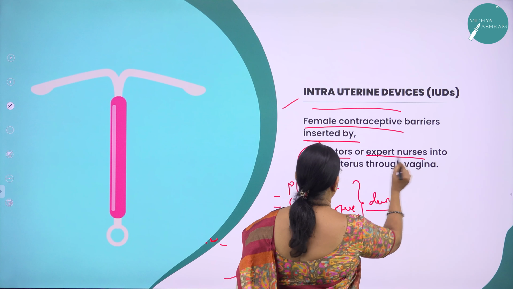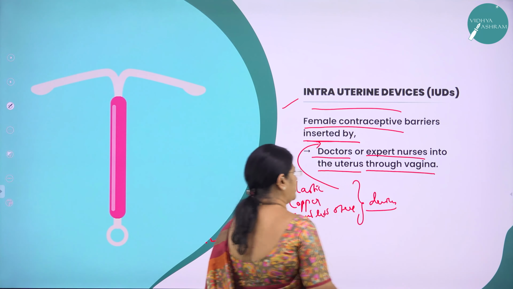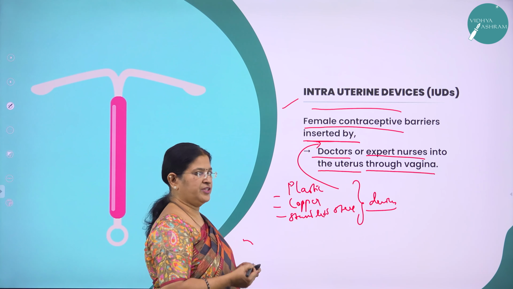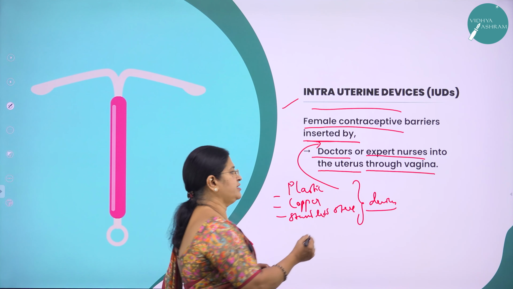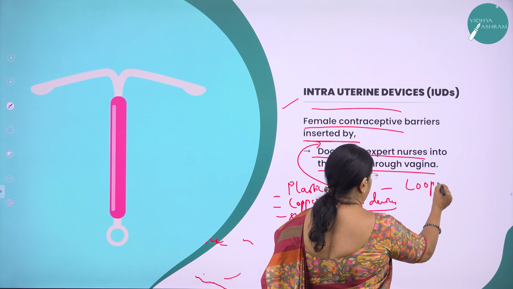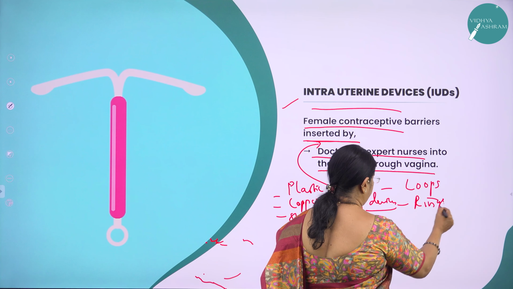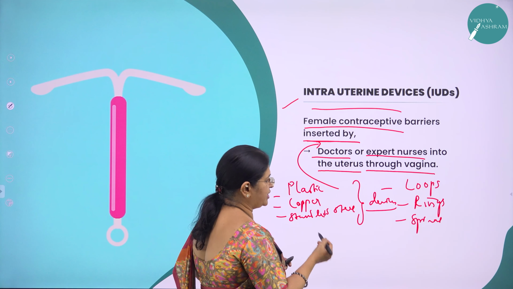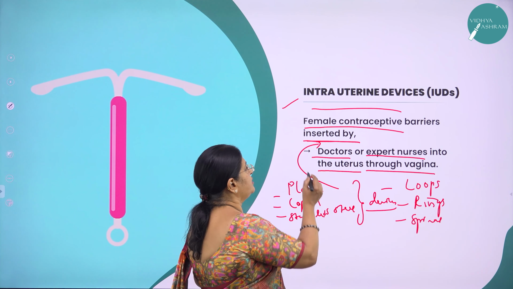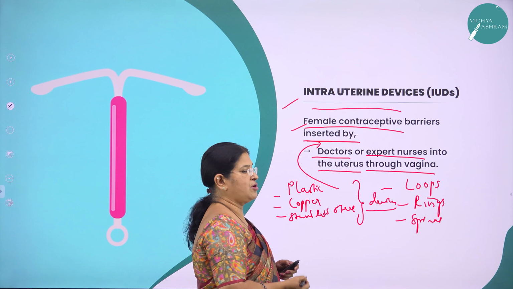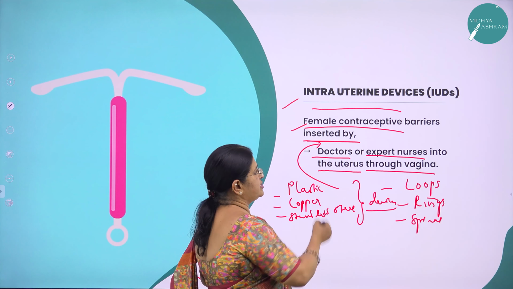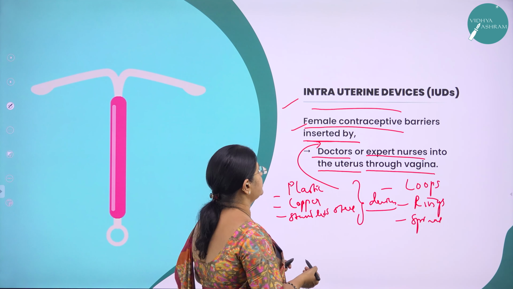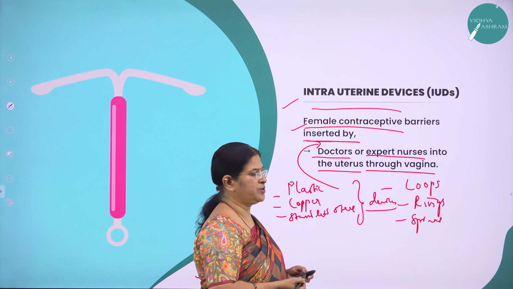into the uterus through the vagina, right? So definitely she has to go to an expert doctor or an expert nurse for the insertion of these devices, which are either in the form of loops, rings or spirals. I'll show you the pictures of these loops, rings and spirals in the coming slide. So these are called female contraceptives. Condom is a male contraceptive, and these intrauterine devices are mostly female contraceptives, which can also act as barriers which obstruct the contact of the sperm with the ovum.